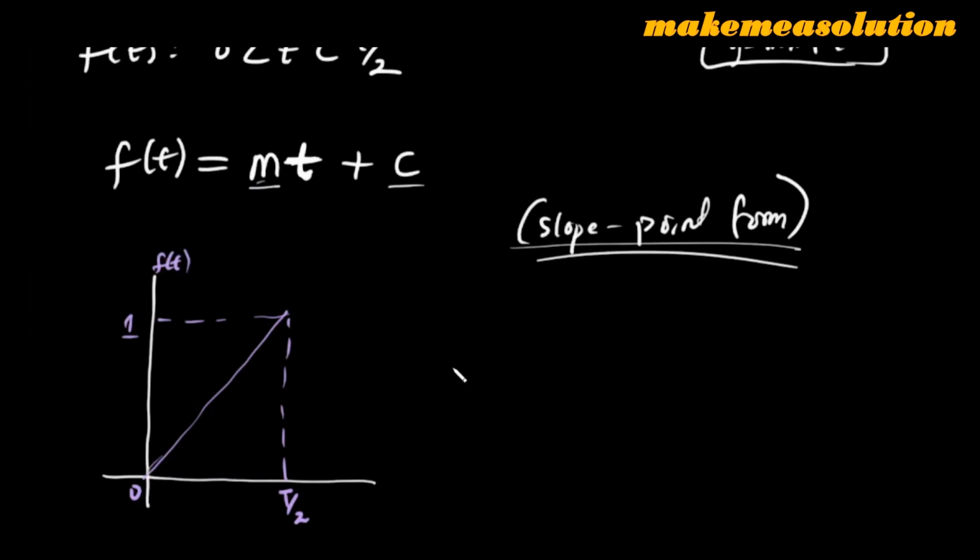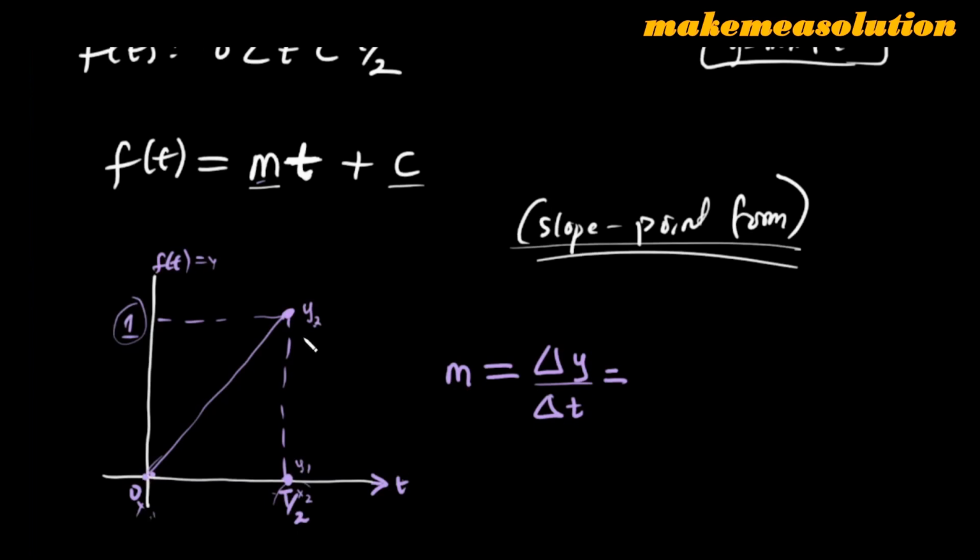So remember, let's find the slope. To find the slope for this particular line, the slope is change in y over change in t. Your f of t is your y-axis, and this is your t-axis. If you want to find the value of your m, you're going to say y2 minus y1 over x2 minus x1. So this is y2, y1, and this is x2 and x1. So y2 is 1 and y1 is 0. Now x2 is this point T over 2 and x1 is 0.